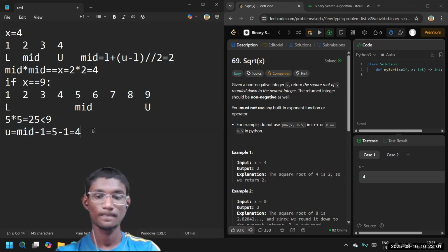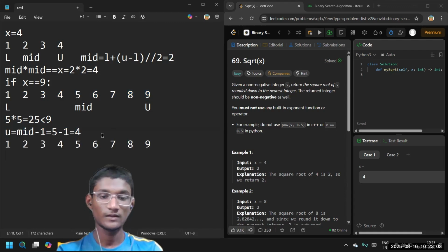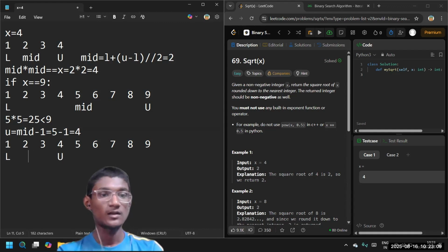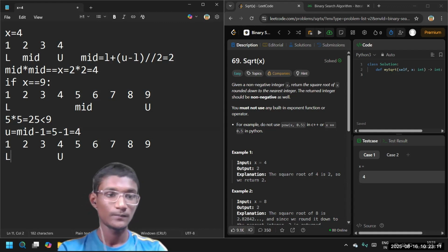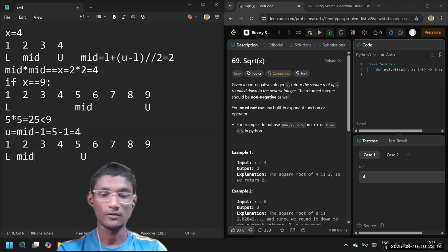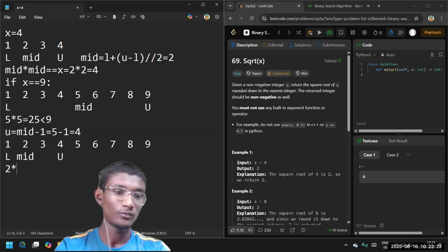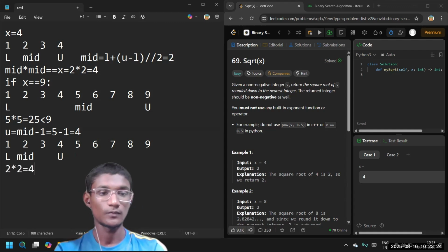Now see. That is the L value as we discussed, and now it is the U value, the upper boundary. Obviously, 2 will be the mid value. Right? Now see, 2 into 2 is 4, which is less than 9.